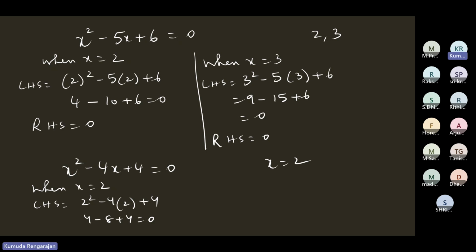So in the left-hand side, in place of x, when you use 2, the equation is satisfied. LHS is 0, RHS is also 0. There is no other value of x that can satisfy this quadratic equation.